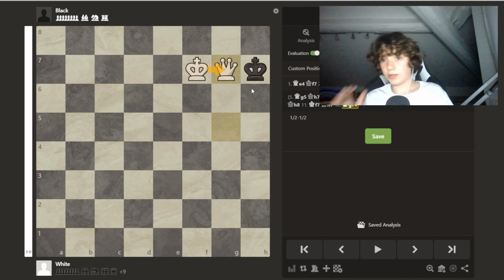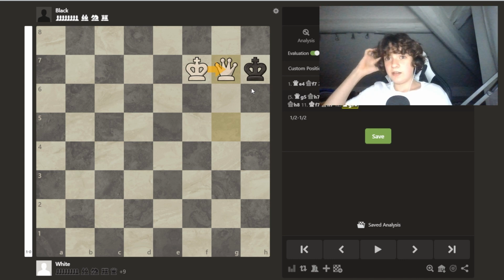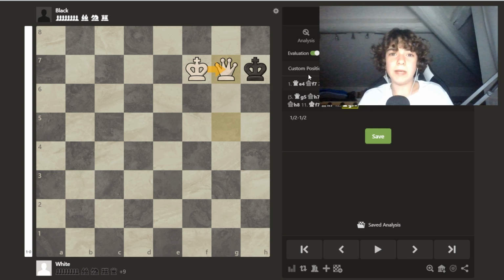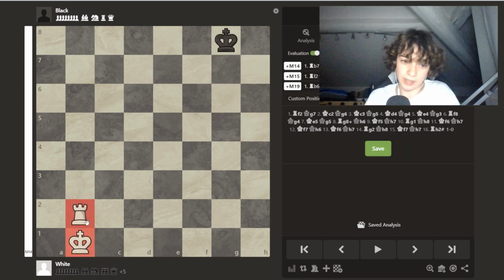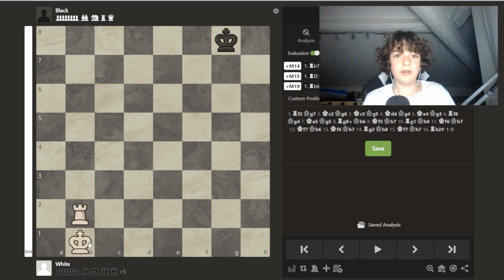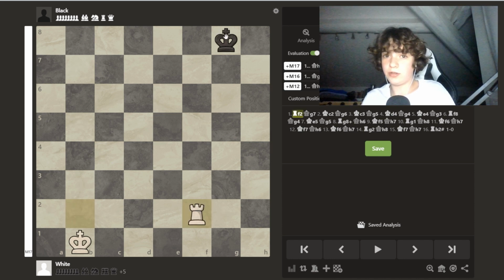Okay, now we're gonna tackle a different concept, which is actually quite hard to understand. It's how to mate with a king and a rook. So here we have a rook and a king against the king. This is winnable, but you need to know what you're doing. So you have to cut off the king as close to the edge of the board as you can.